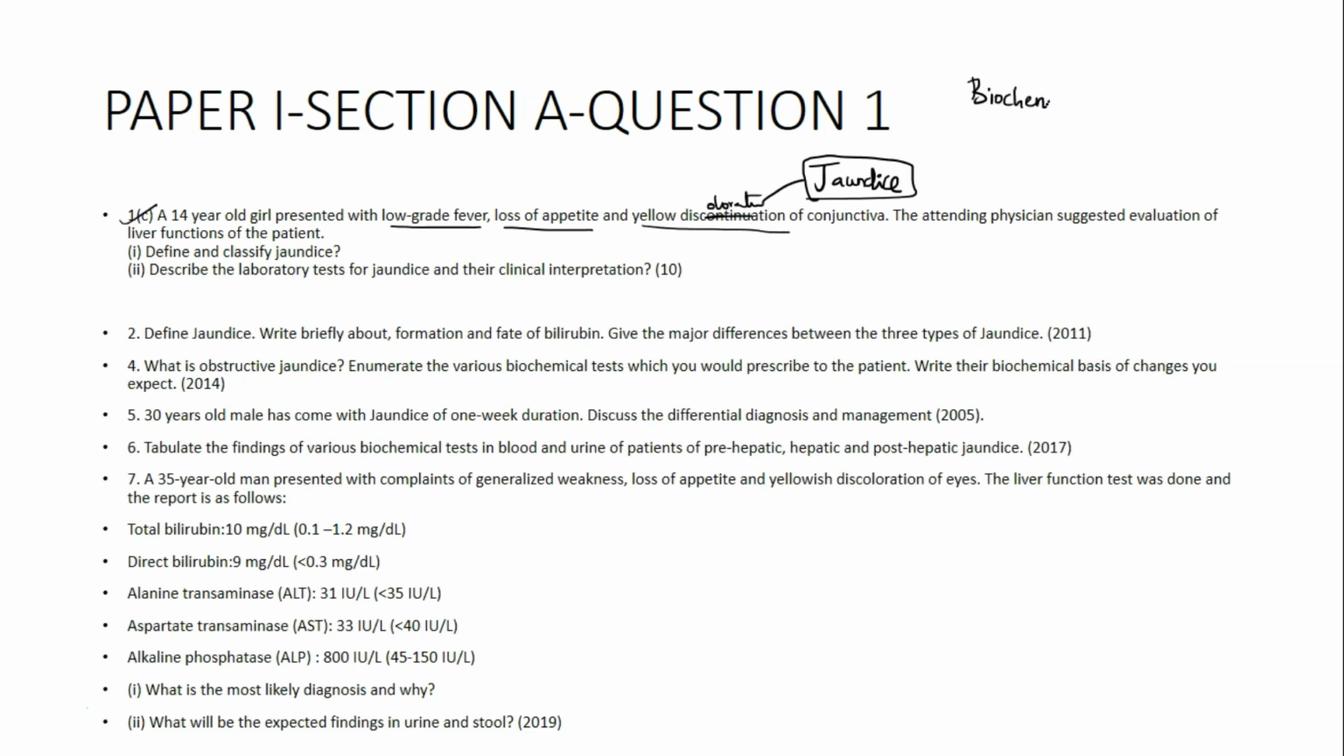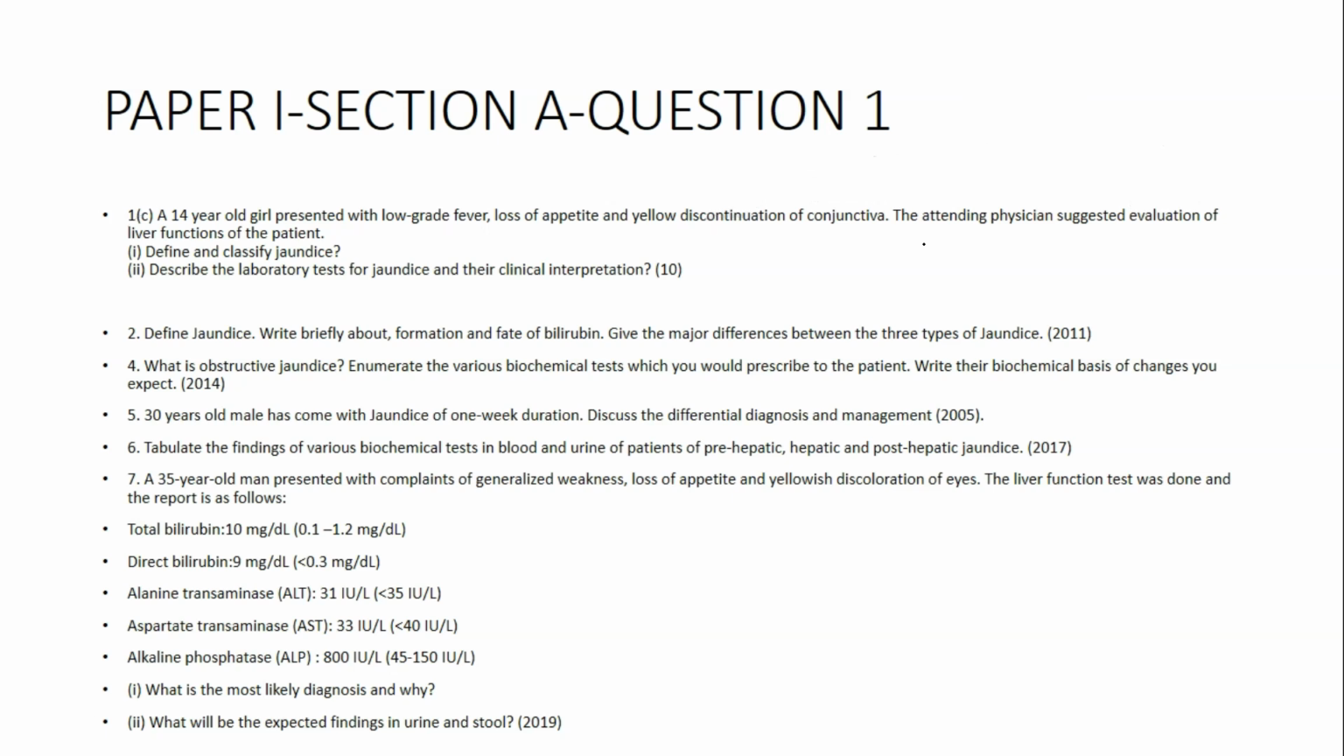from biochemistry. Which aspect of biochemistry? From the organ function tests. From the organ function tests, we have three important organs: one is thyroid, the other is kidney, and the most important one is liver. And from the liver, enzymatic assay, evaluation of jaundice, differentiation of pre-hepatic, hepatic and post-hepatic jaundice has always been the examiner's favorite topic, right?